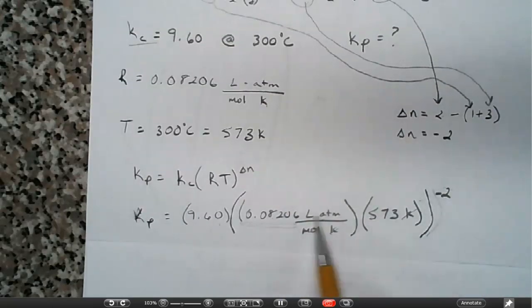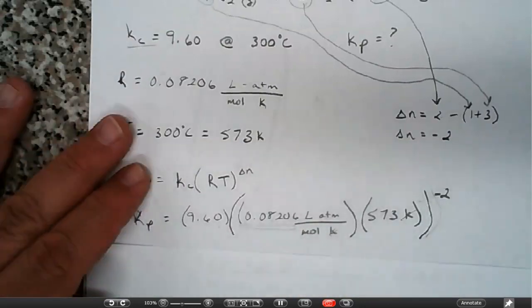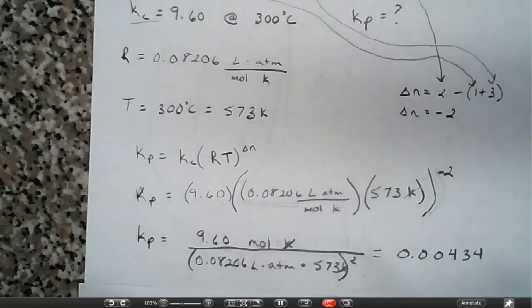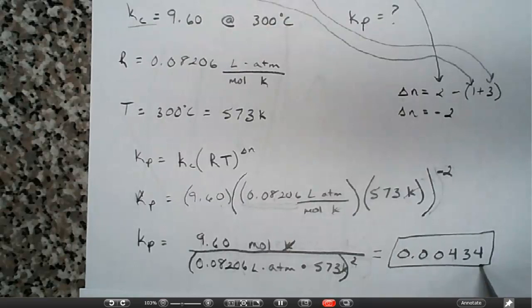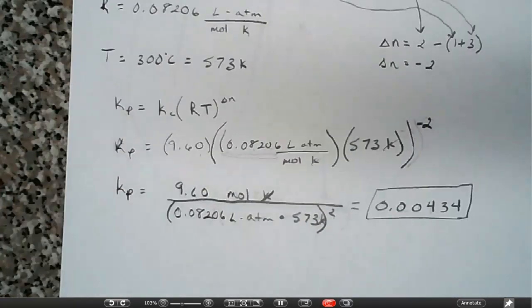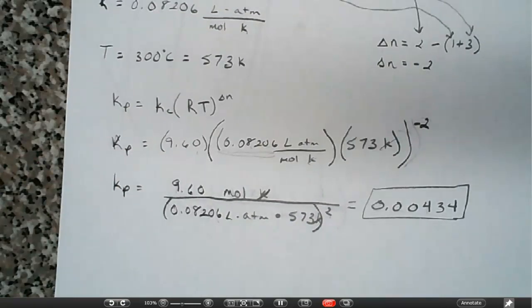So I must perform this mathematical operation first, multiply it, and then I'm going to square it because it ends up in the denominator. That's what this negative does. It puts it in the denominator, and then I can square it, and I take 9.6 divided by this giant denominator, and I get 0.00434. This is the value for my Kp. And that's the relationship between Kc and Kp. Not real complex, not real hard, but that's just what we're going to do with our problem.